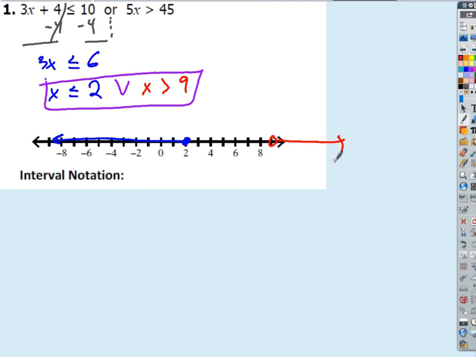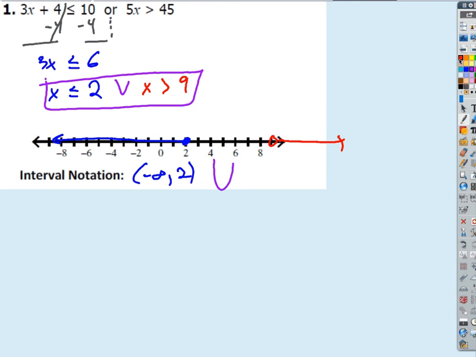If I use interval notation, I could break it into two parts. There's the blue part, and it sounds like you guys already kind of get this part. So that's going to be parentheses instead of brackets, negative infinity, comma 2. What kind of operator do I need for interval notation? Good, I need my union operator.